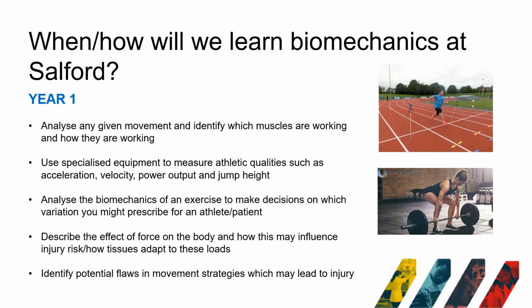Secondly, you will know how to use specialised equipment to measure athletic qualities such as acceleration, velocity, power output and jump height. One example of this is using timing gates, which you can see in the picture on the top right. We've also got plenty of different force plates, jump mats, things like that, loads of different bits of equipment that you will learn how to use, and that'll help you when you're out in the field later on.